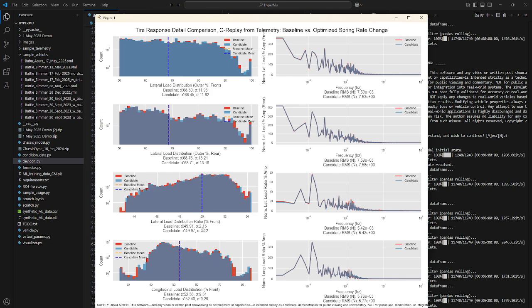For the lateral load distribution ratio, the candidate and the baseline have the same mean, which means that on average, there's going to be the same oversteer, understeer balance contributed by the mechanical platform, springs, bump stops, dampers, and sway bars. So this means that in terms of the oversteer, understeer balance, the candidate is now as close as we can match using this tool to the baseline model. However, the standard deviation is lower.